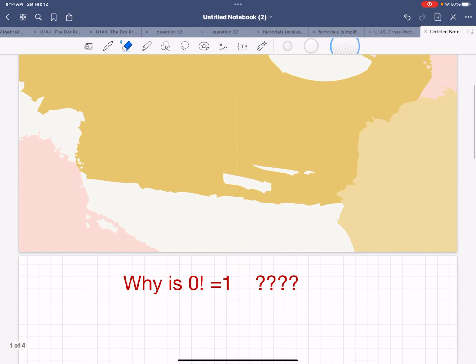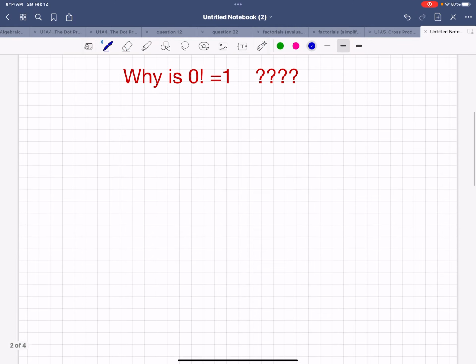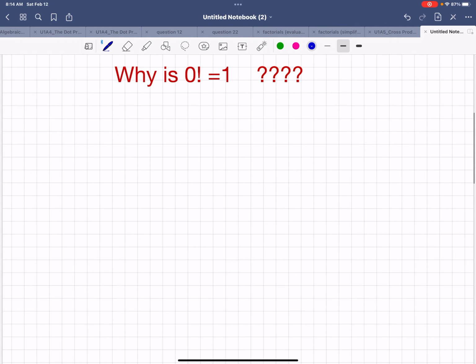Today we'll answer the question, why is 0 factorial equal to 1? Recall that to find the factorial of a number, we multiply down until we hit a factor of 1. For example, if we have to find 3 factorial, that means we're multiplying the number 3 by 2 by 1.